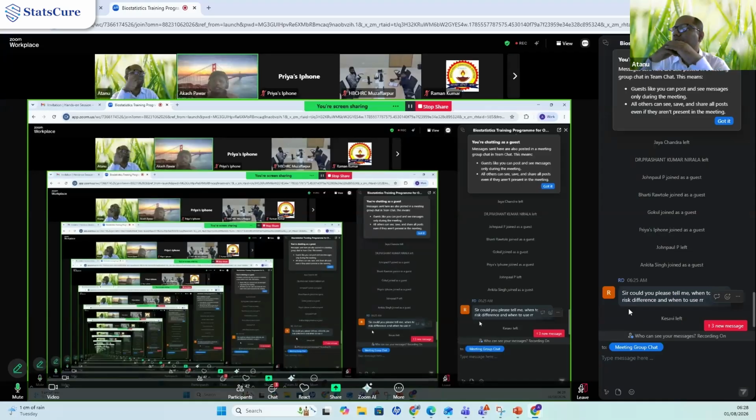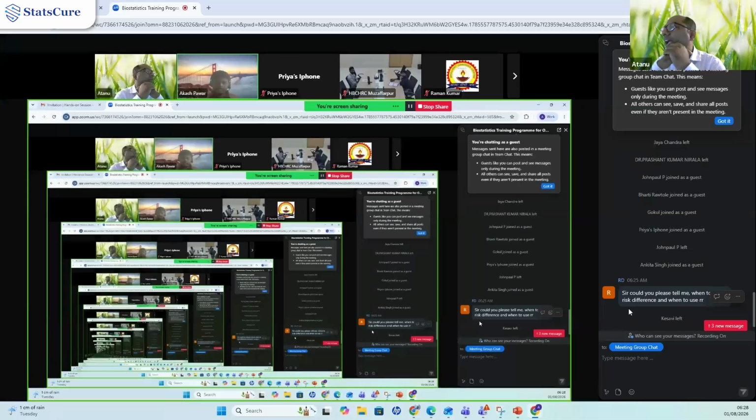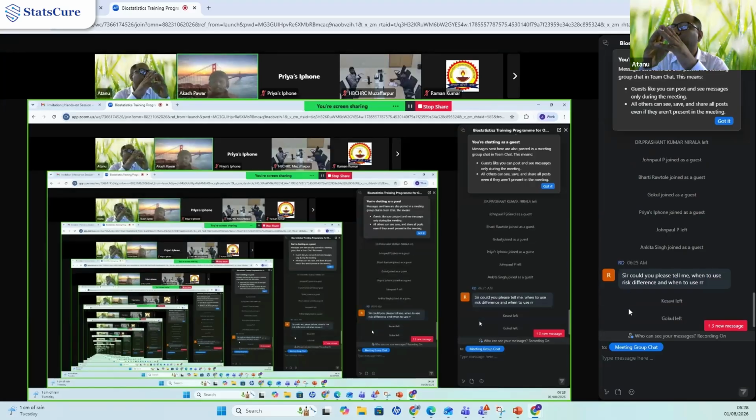See, there is not any specific condition where you can or cannot use a risk difference or relative risk. To be honest, in any study where relative risk could be adopted, the same study risk difference could also be calculated.